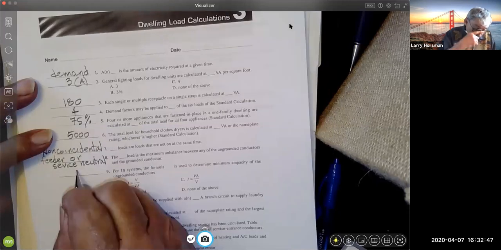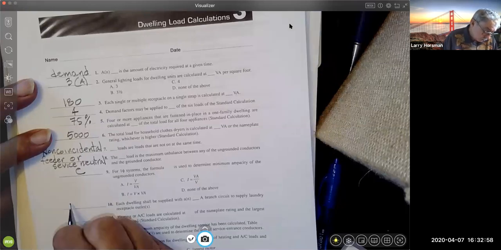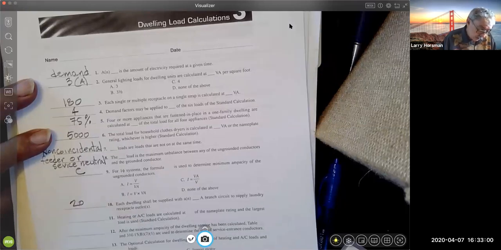10. Each dwelling unit shall be supplied with a 20 amp branch circuit to supply laundry receptacle outlets. So 20 amps is the answer. 11.